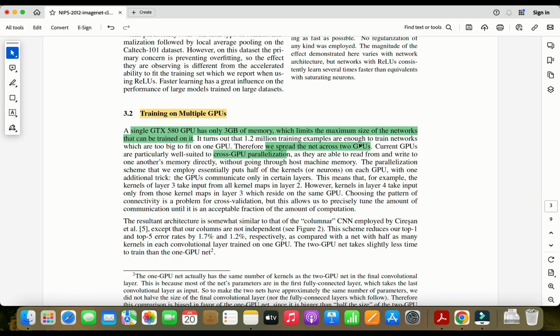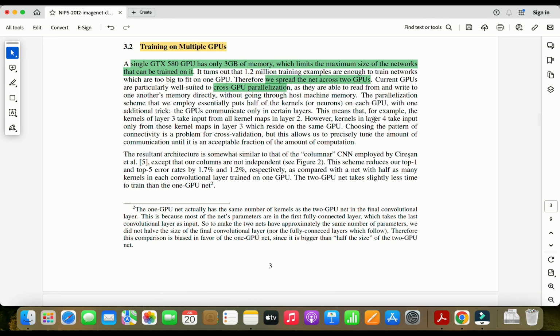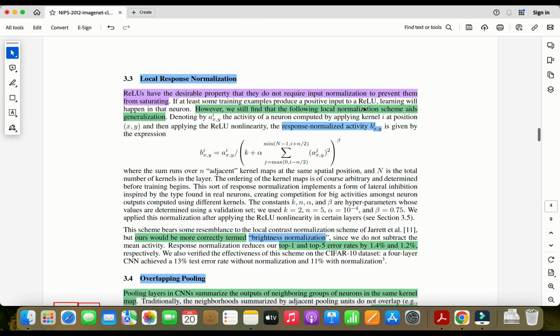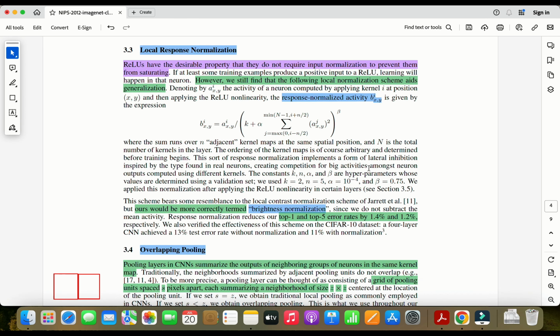Then they have used multiple GPUs and cross-GPU parallelization, because at that time computation power was very low, so they had to do this to train their network. Then they have used local response normalization. Another thing about ReLU is that it doesn't need input normalization. Local response normalization is also like a brightness normalization. They observed that top 1 and top 5 error rates reduced. These are some hyperparameters they have used for local response normalization.